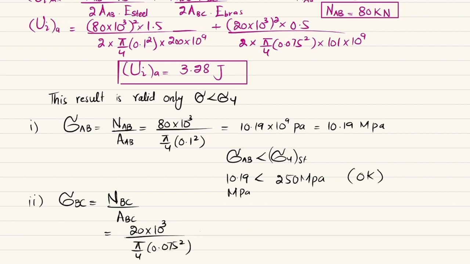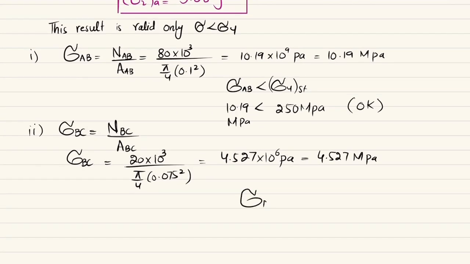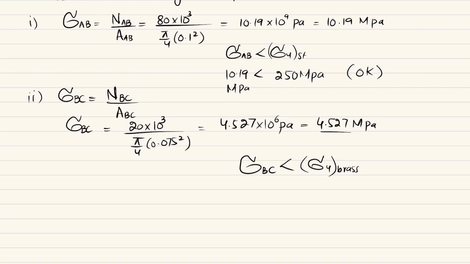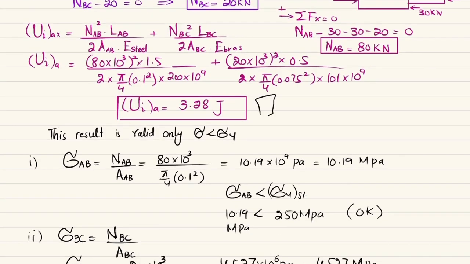Again, when you calculate it, you will get normal stress in BC, which comes out to be 4.527 into 10 to the power 6 Pascal, or 4.527 megapascal. You can compare sigma BC and sigma yield of brass. Sigma BC is 4.527 megapascal, while yield stress of brass is 410 megapascal. So 4.527 megapascal is less than 410 megapascal. It means that your strain energy stored in this body is 3.28 joules.